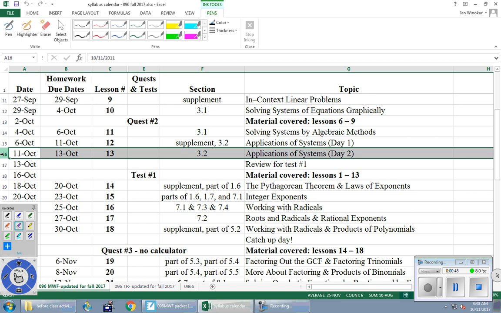Nothing new on that day. Then on Monday, coming up, test number 1, which covers the material from lessons 1 through 13. Again, today is lesson number 13, and so at the end of today, we will have reached the end of the material for the test. But the test is on everything from the entire semester, starting with the first day and going through today. Okay? It is not too early to start studying for Monday's test.